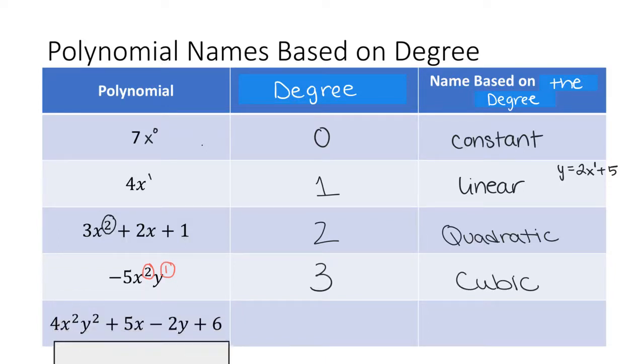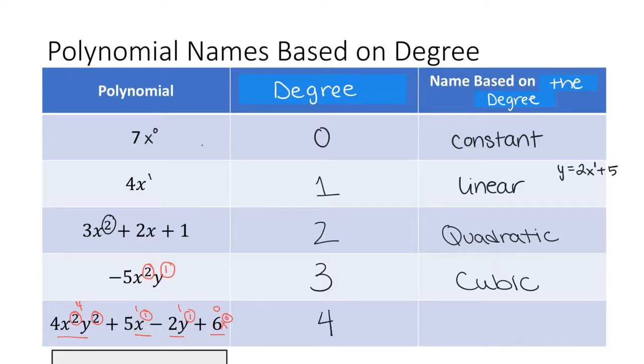Our last one is a little bit trickier, but again, we're going to look at the highest power. This is a trinomial. It's a polynomial with 4 terms. The degree of this first one is 4. Degree of the second one is 1. Degree of the third one is 1. And the degree of this last one is 0. So the highest power is 4. So this would be a degree 4 polynomial.